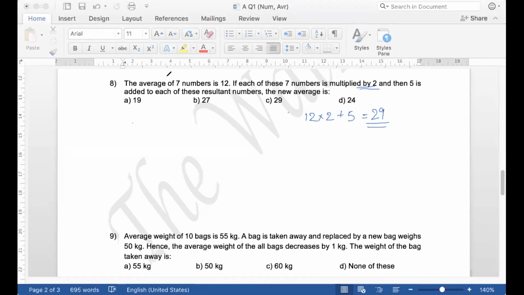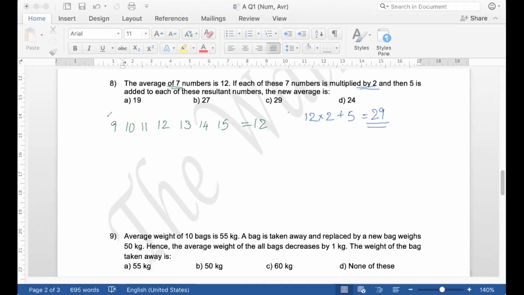What we can do: the average of 7 numbers is 12, right? So we'll take the numbers as 9, 10, 11, 12, 13, 14, and 15. So these are 7 numbers. And what is their average? That is 12. When you add these numbers and divide by 7, you'll get 12. Now each number is multiplied by 2, and then 5 is added to that.